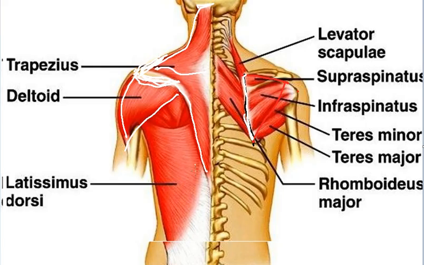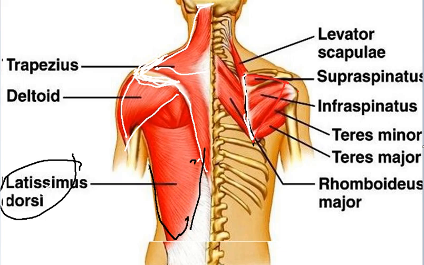Now latissimus dorsi is called lateral and dorsal because you can make out that the muscle is lateral and dorsal. This is the latissimus dorsi. This is the dorsal aspect, and from the dorsal aspect it goes laterally like this. So it has a small attachment to the apex, or the lower angle, of the scapula.